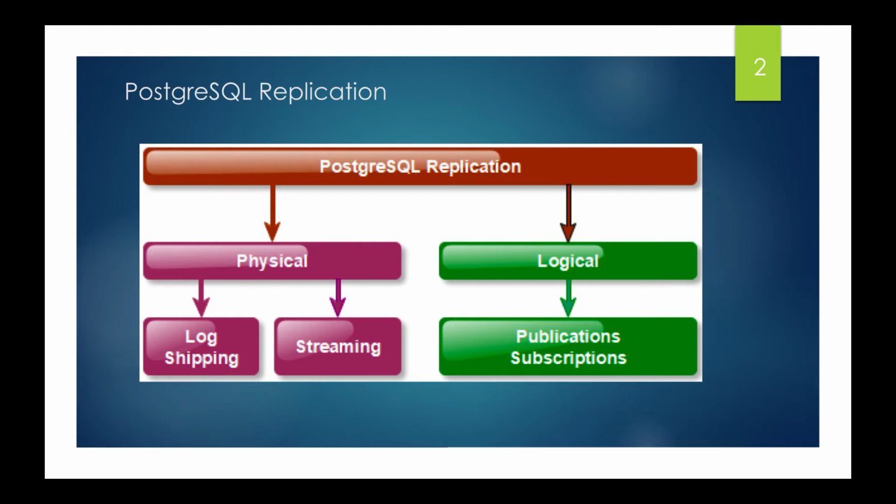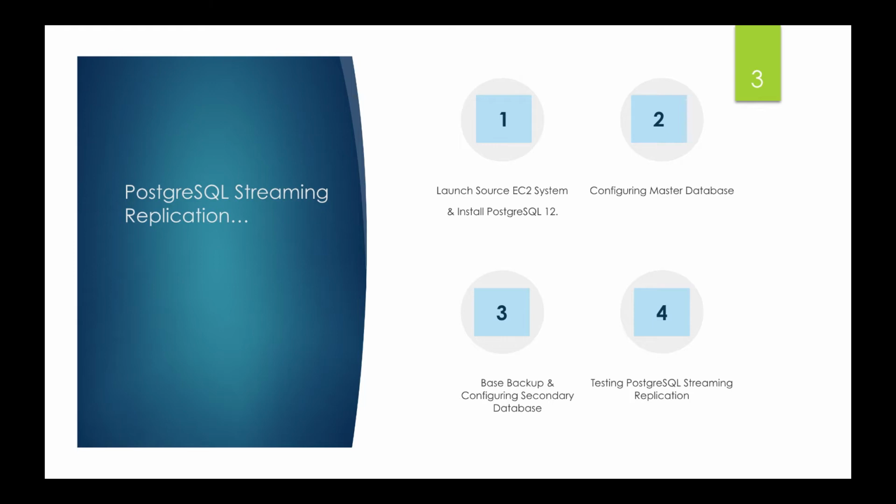server. Okay, let's proceed. These are the high-level steps I am going to discuss today. The first step: I have already launched EC2 machines, and I am going to install PostgreSQL 12. In the second step I am going to configure the master database, with the parameters we put in pg_hba.conf and postgresql.conf. In the third step, I'll mostly discuss how to take a base backup using the pg_basebackup command and configure the secondary database, the standby. You can see the standby as the slave database. And the fourth step will be testing PostgreSQL streaming replication.